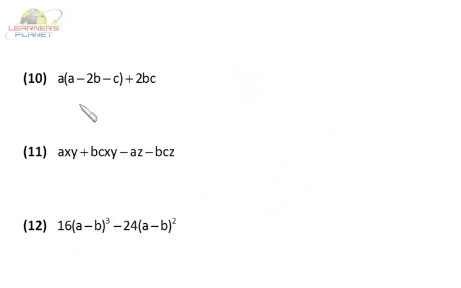Now in this question, the pattern of writing a polynomial is a bit different from the others. So first of all, let's expand it, then we will refactorize it. Okay, so it's a into a, it's a square, then a into minus 2b, it's minus 2ab. I hope you are clear with multiplication of polynomials. And a into minus c is minus ac, and then plus 2bc.